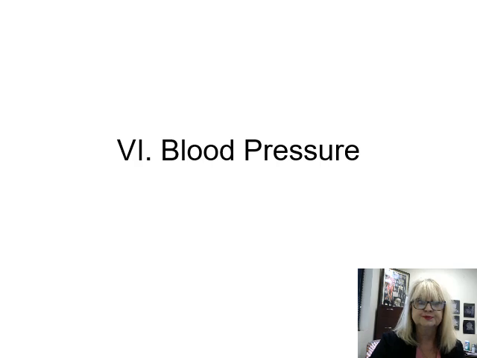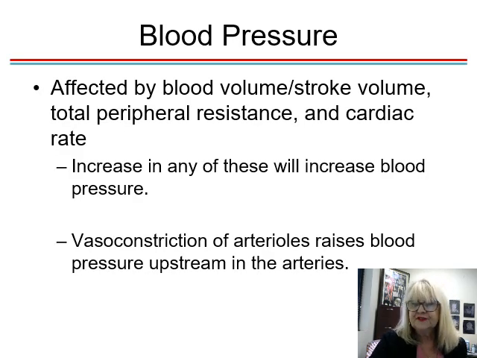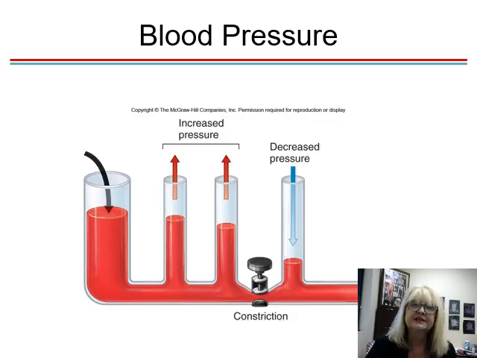Blood pressure. Blood pressure is affected by blood volume, stroke volume, total peripheral resistance, and cardiac rate. An increase in any of these will increase the blood pressure. Vasoconstriction of the arterioles raises the blood pressure upstream in the arteries. The effect of vasoconstriction on blood pressure: a constriction increases blood pressure upstream, which is analogous to the arterial pressure, and it decreases pressure downstream, which is analogous to the capillary and the venous pressure.